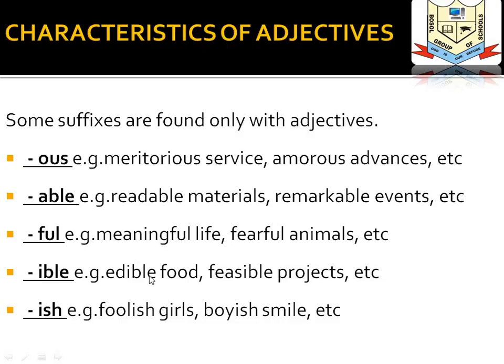Then we have the suffix IBLE. You add it here, it becomes edible, edible food, feasible projects. Then ish, ISH. When you add it to the word fool, it becomes foolish. Foolish girls and boyish smile, as the case may be.